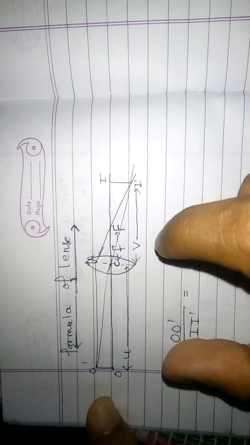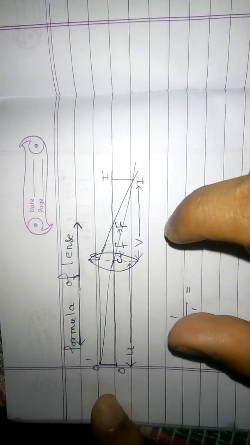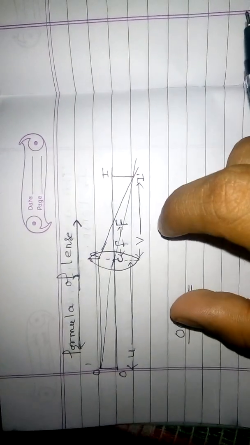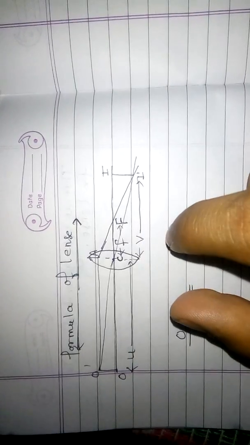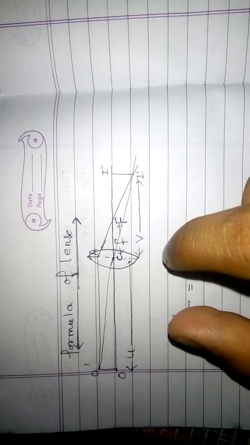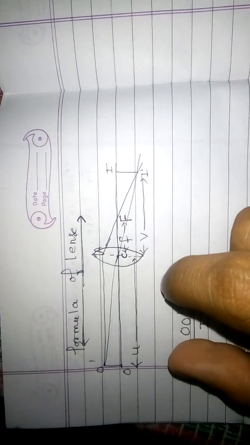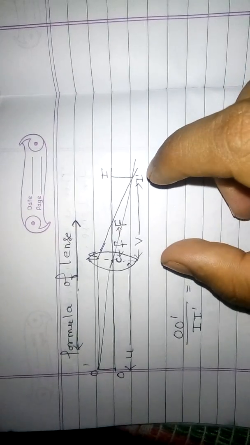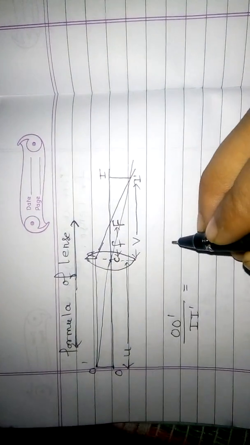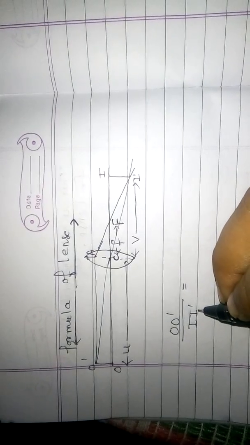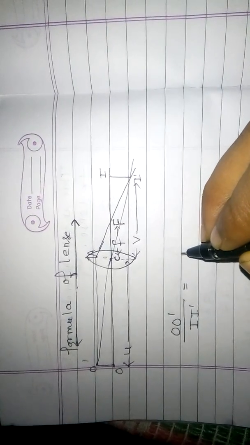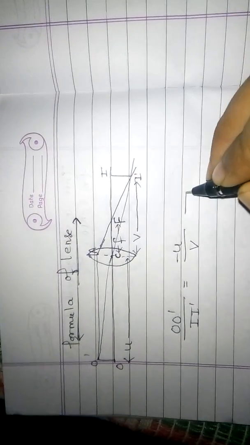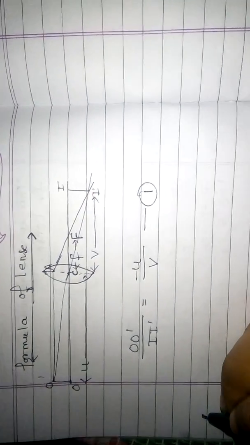It is very necessary to know how to take the distance from the lens. All distances are measured from the optical center, and those distances which are measured on the left hand side of the lens are taken to be negative, and those which are taken on the right hand side of the lens are taken to be positive. So OO dash upon II dash is equal to minus u upon v. This is our first equation.